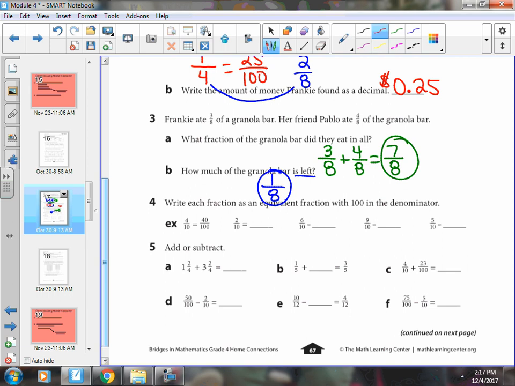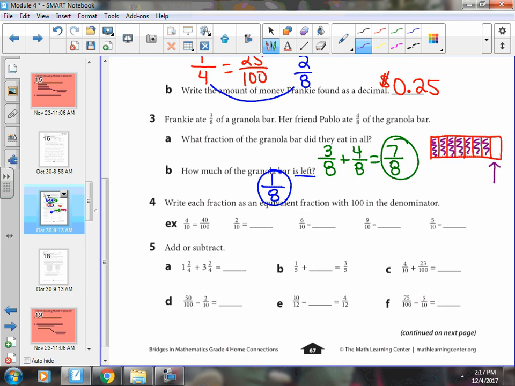Remember, if all else fails, draw a picture. I'm going to draw a rectangular granola bar because I would imagine most granola bars are rectangular. Cut it into 8 pieces. So imagine that Frankie ate 3/8 and Pablo ate 4/8. And you could see that that's 7/8 all together, and there's 1/8 left. So remember, pictures can always be helpful.